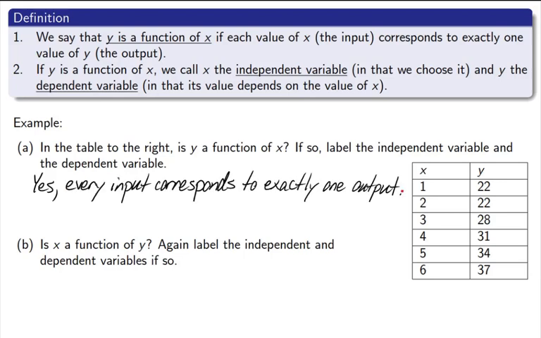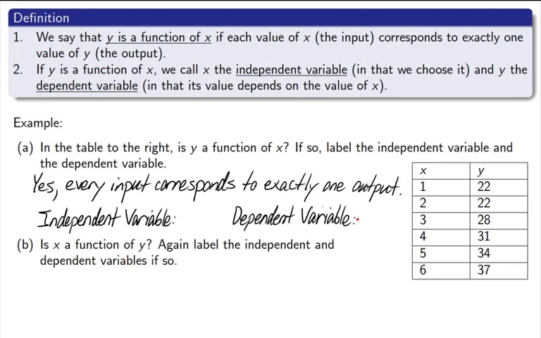Every input corresponds to exactly one output. So let's label our variables. The independent variable is x, because that's our input, and the dependent variable is y, because that's our output. So next, is x a function of y? That's saying if we choose y as the input, can we have x as an output?